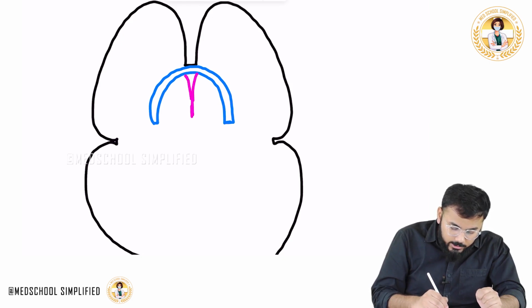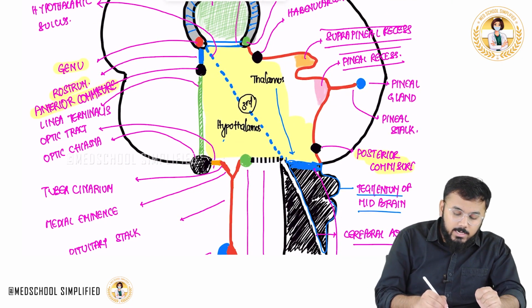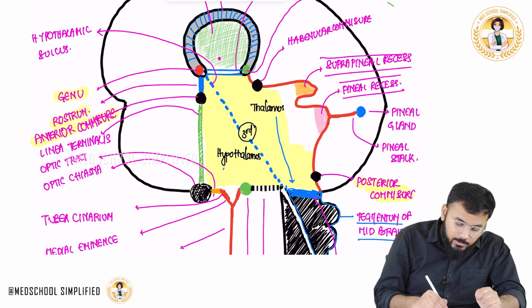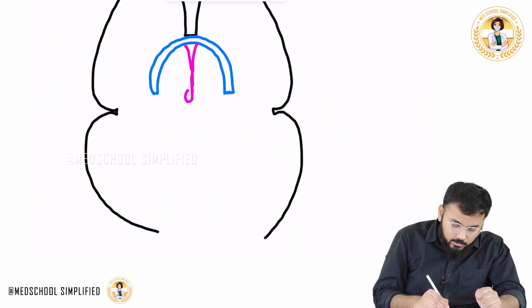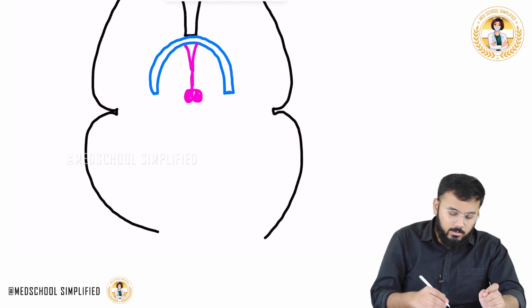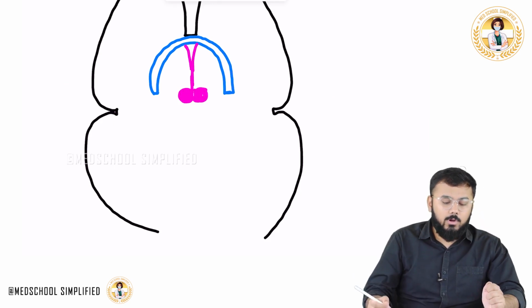And down here attached to septum pellucidum, what do you have? You see here? This green one is septum pellucidum. Attached to septum pellucidum, what is this? This is called your fornix, right? So attached to septum pellucidum, you have got such structures over here. These structures are nothing but your fornix. Let me draw this fornix a little bit bigger. So this is your fornix.